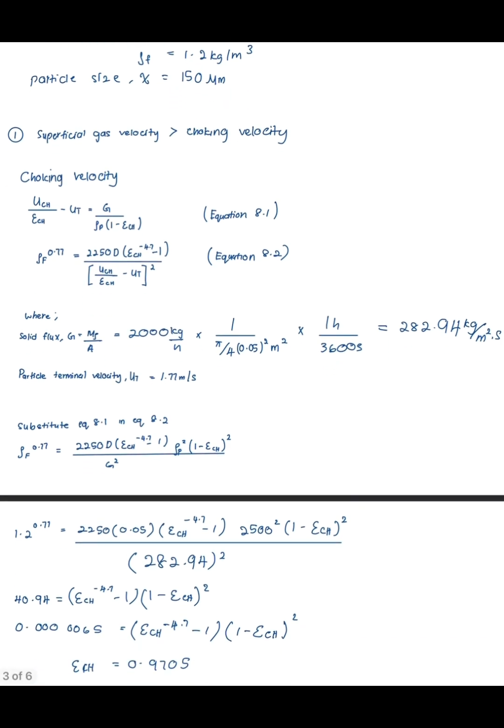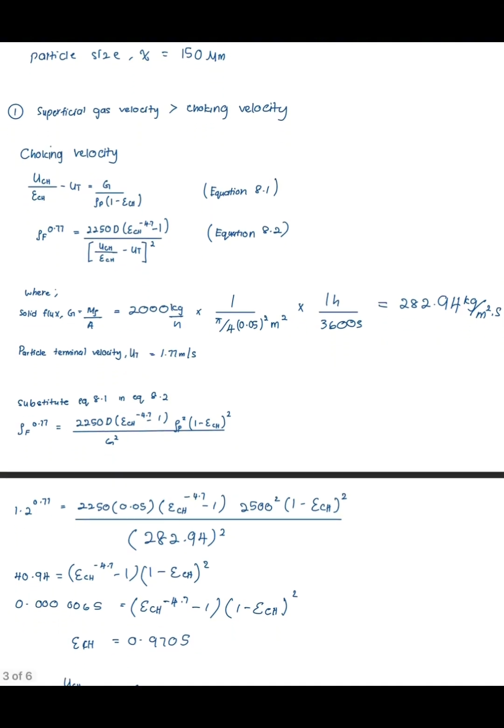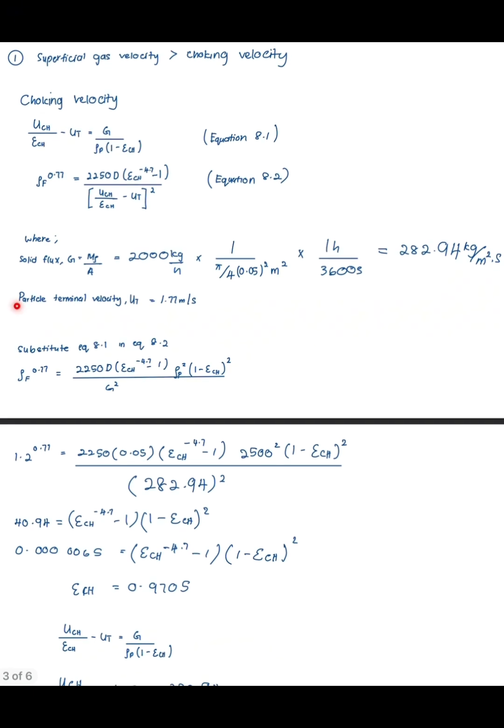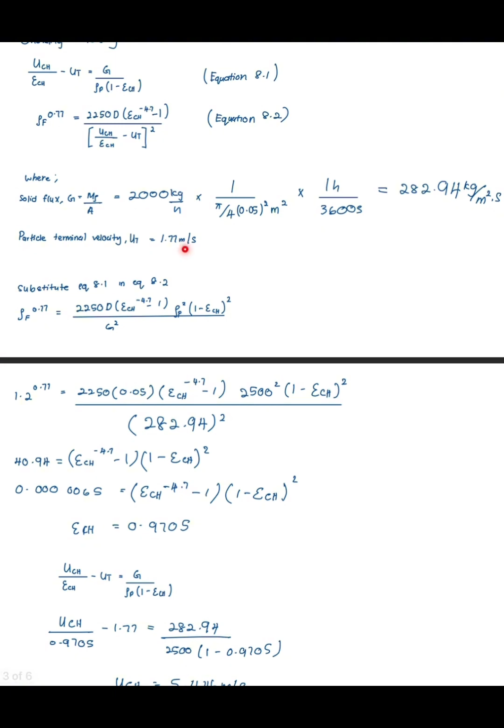To test whether the system will operate, we will first check the air volume flow rate. The first step is to know that the superficial gas flow rate must exceed the choking velocity. Based on equations 8.1 and 8.2, we need to find the solid flux, G, which equals mass flow per area, and we also estimate the particle terminal velocity, UT, equals 1.77.